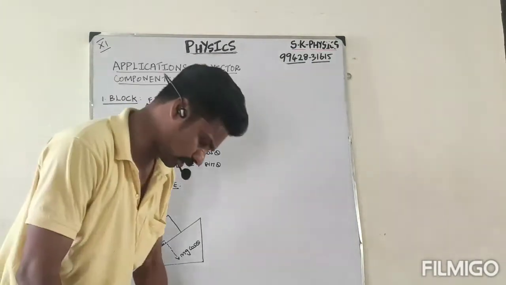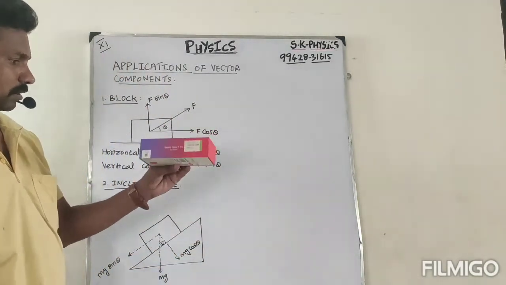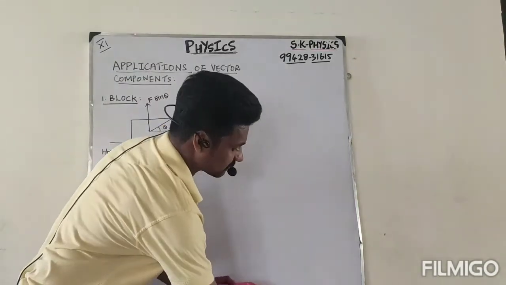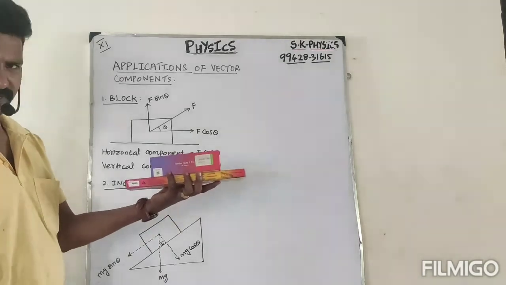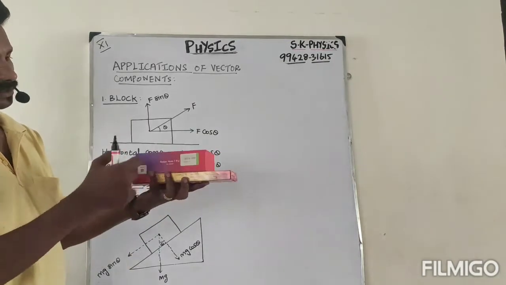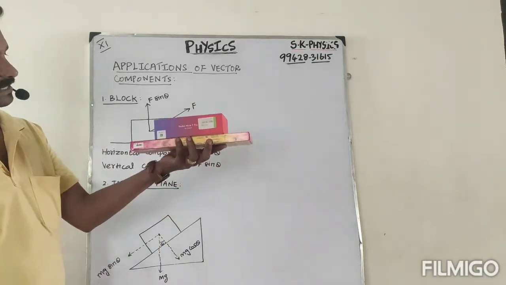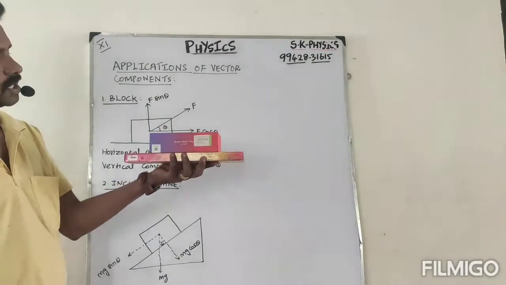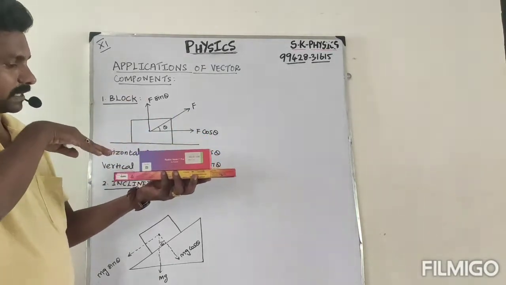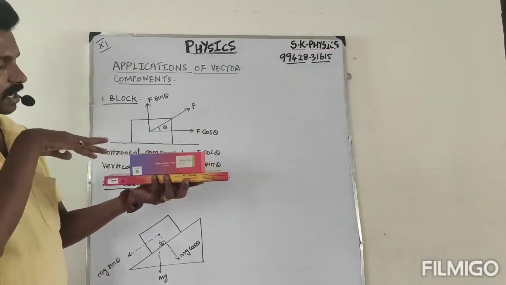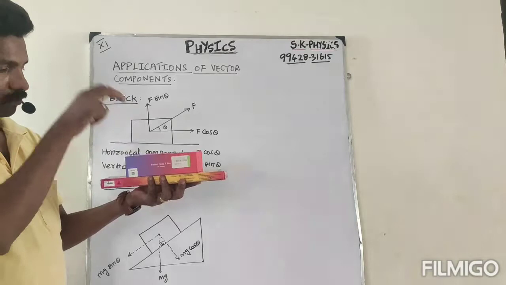The first one is a block. The block is on a plane surface, or simply on a surface. It is a horizontal surface. On the horizontal surface, one block is there, and I'm going to apply some force on the block.